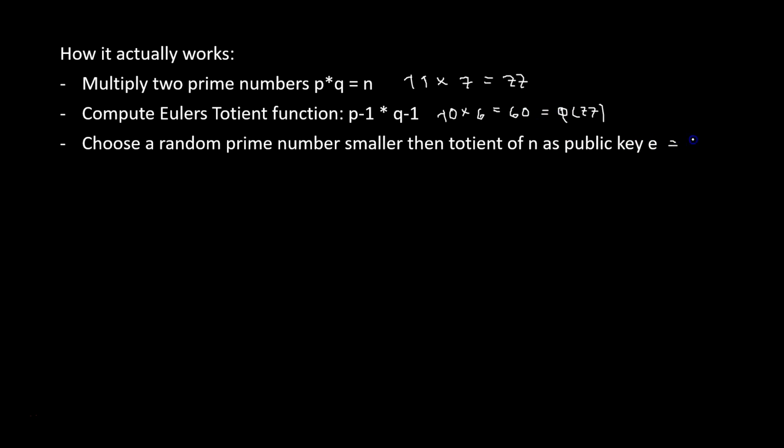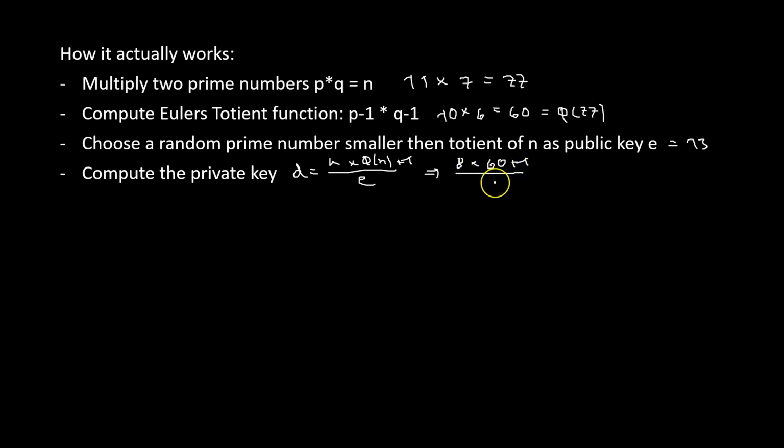Let's go with 13. Next, we're going to compute the private key based on the formula we derived before, which was d equals k times phi of n plus 1, divided by e, will give us d. Now this is going to work out for k equals 8. So 8 times 60 plus 1, divided by 13, will give us 37 as the private key.